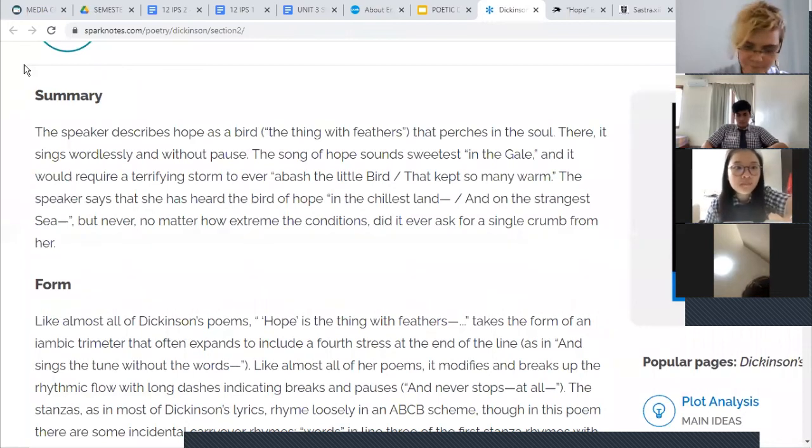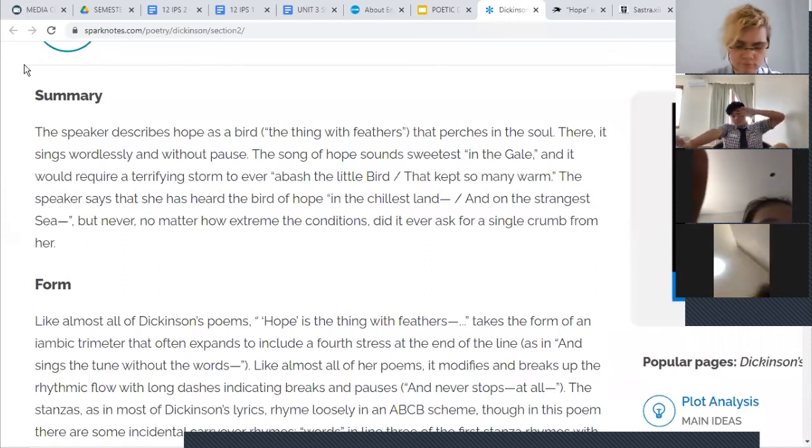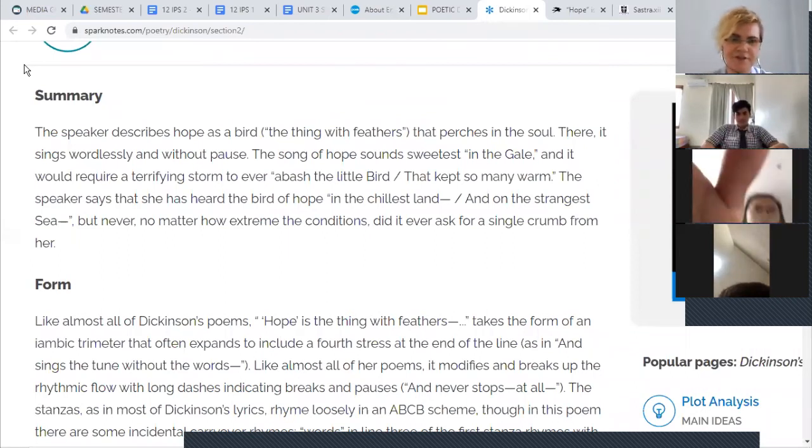Yeah, sure. Summary. The speaker describes hope as a bird, the thing with feathers that perches in the soul. There, it sings wordlessly and without pause. The song of hope sounds sweetest in the gale, and it would require a terrifying storm to ever abash the little bird that kept so many warm. The speaker says that she has heard the bird of hope in the chillest land and on the strangest sea, but never, no matter how extreme the conditions, did it ever ask for a single crumb from her. Yes, very good.